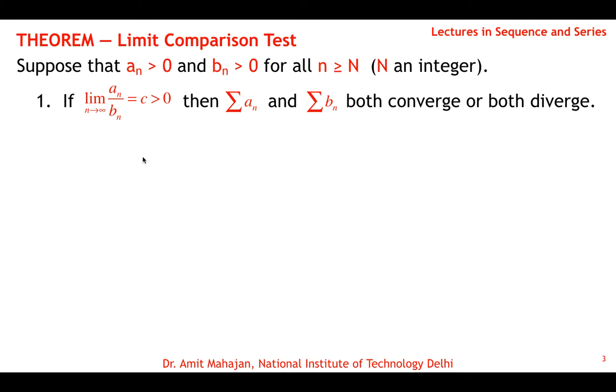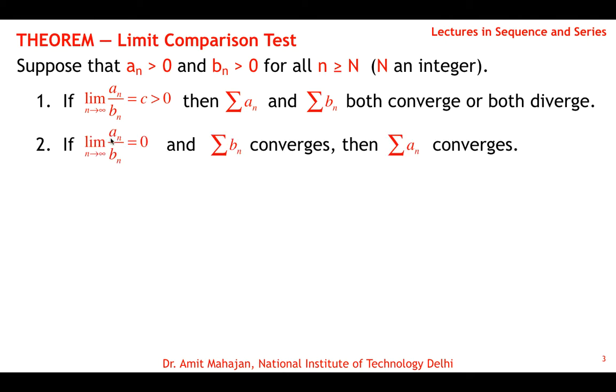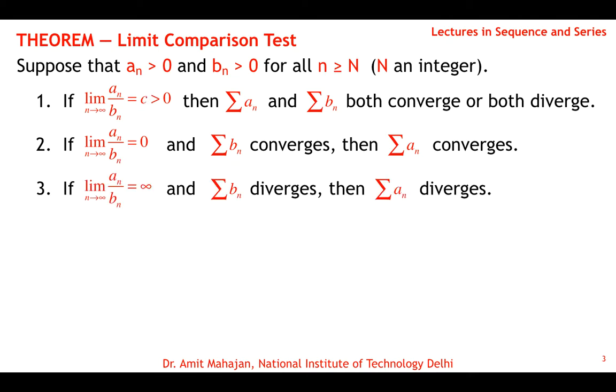The second formula in this line is that if the limit as n tends to infinity of an by bn is exactly 0, then if the series that we chose, the denominator series bn, converges, then the series an also converges. And the third is that if this c is not finite, if the limit as n tends to infinity of an by bn is plus infinity, then if the series of bn diverges, then so does the series of an.